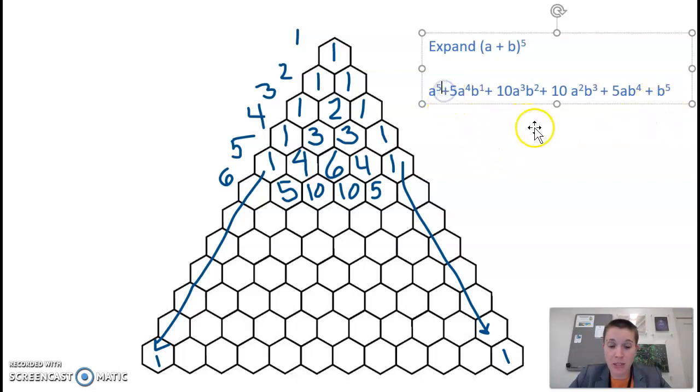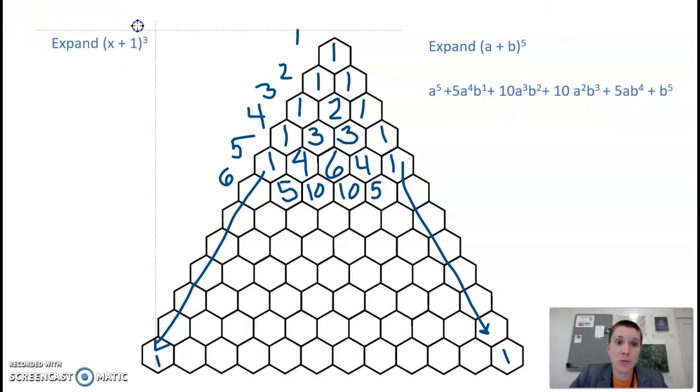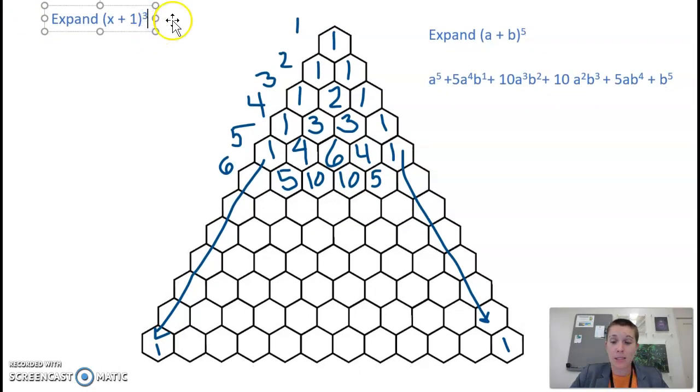So basically, when we're expanding binomials, we're always going to start with a to the 5th, we're always going to end with b to the 5th, and in the middle here is where Pascal's triangle is going to help us out. So we can also do this with something like an x. So here, x is our a, and 1 is our b. We're going to be on the 4th row this time because our exponent is 3. We're going to start with x raised to the 3rd power.